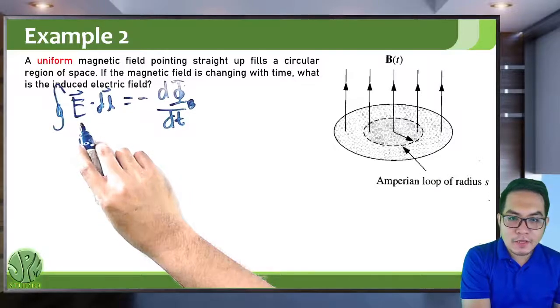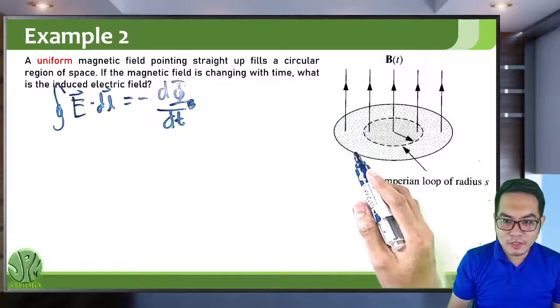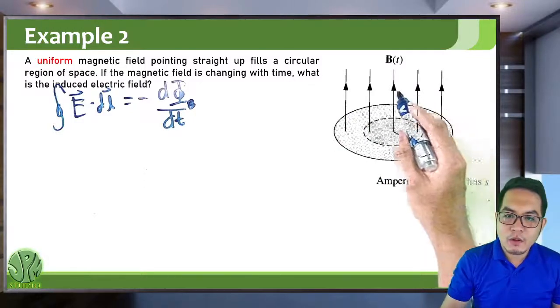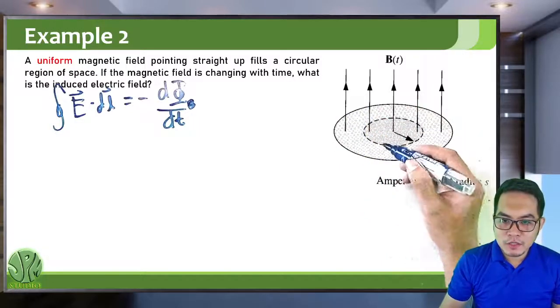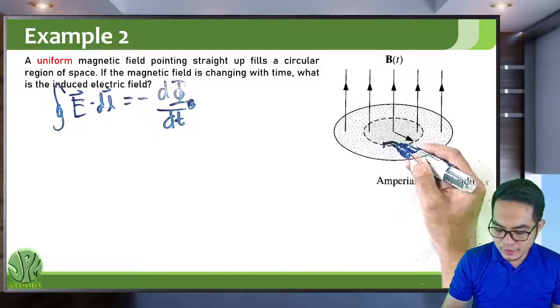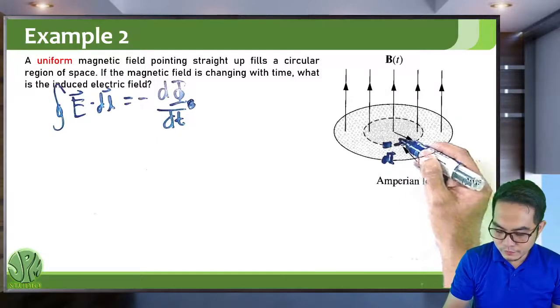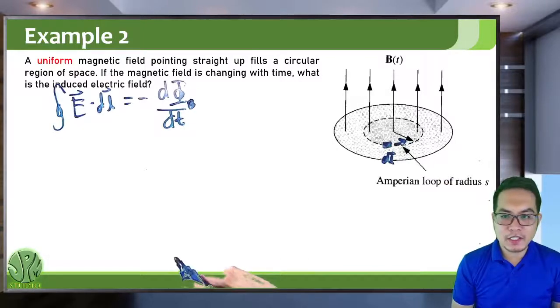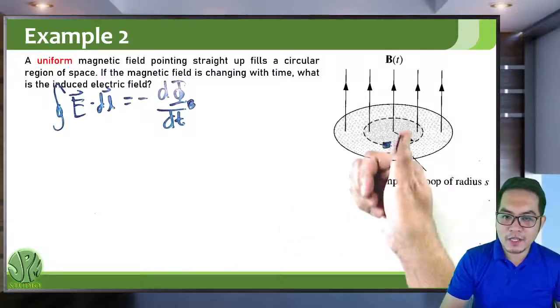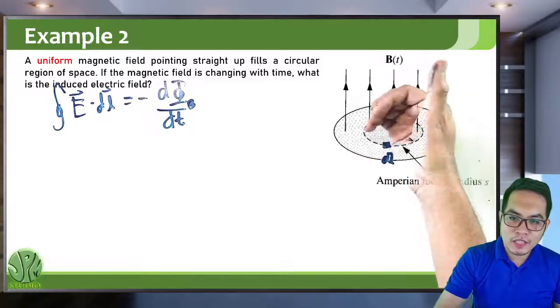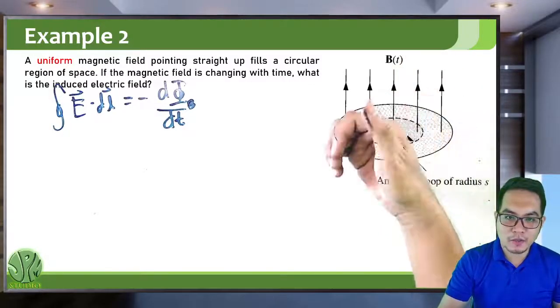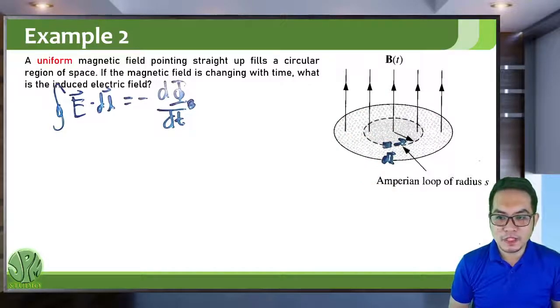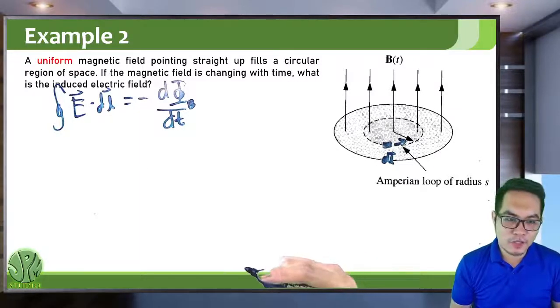Again, for the electric field, we make an Amperian loop, and along our Amperian loop we get some differential length. So this is our dl, and our dl in this case is in the same direction as the electric field. If the magnetic field is upward, then the electric field in this case will curl around the magnetic field. That is the role between magnetic field and electric field. They're curling around each other.